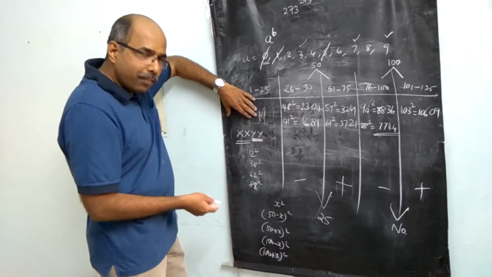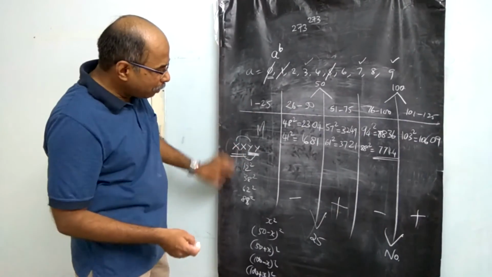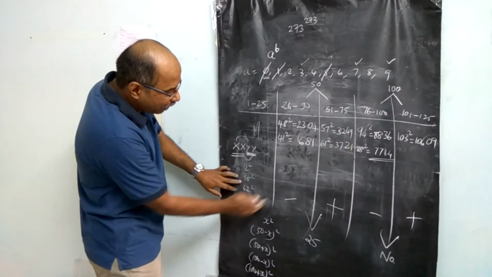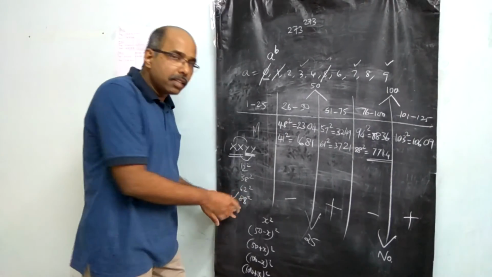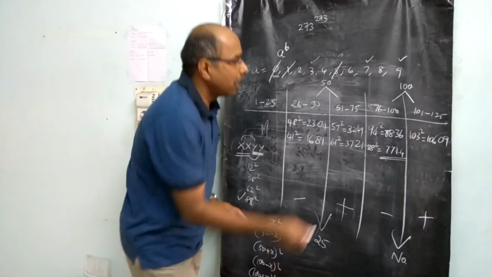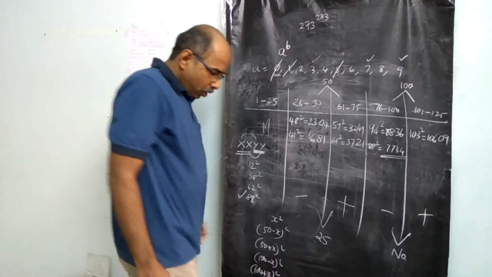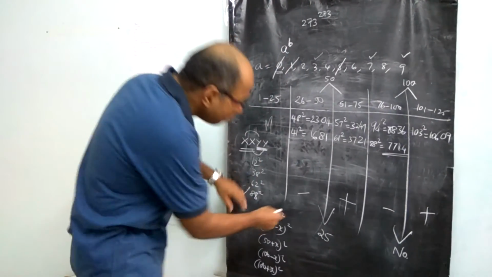Is it divisible by 11? The difference of x and y is 0, so this is divisible by 11. Out of these numbers, which is divisible by 11? Only 88 squared. Hence, without even calculating 88 squared, we can easily arrive at the answer. The answer is 88 squared. Right? Okay.